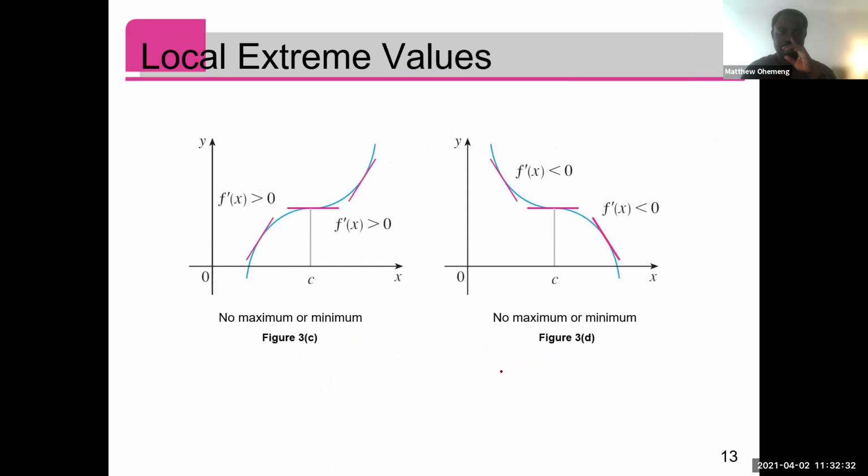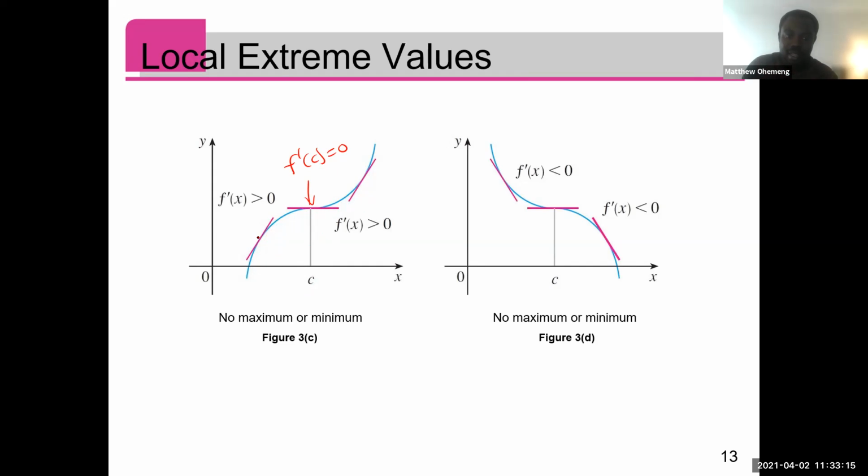Okay. Now the last point: if the derivative to the left of C and to the right of C are the same, then there's no local extreme value. And we can see it in two examples. For the first one, C is a critical point because F prime of C is 0, there's a horizontal tangent there. But the fact that F prime of C is 0 doesn't mean there's a local extreme value. To the left of C, the slope of the tangent line is positive, and to the right of C, the slope of the tangent line is also positive. So it doesn't change from positive to negative or negative to positive. It stays the same to the left and right of C.